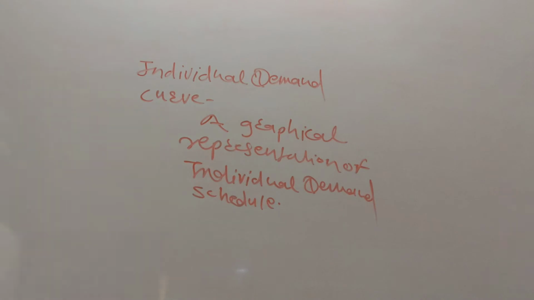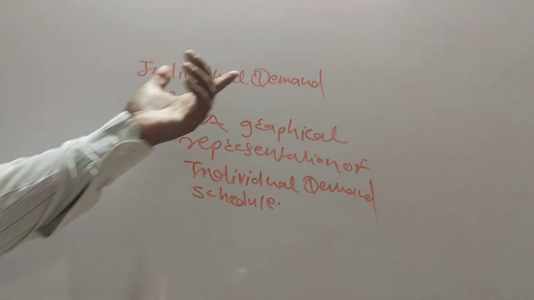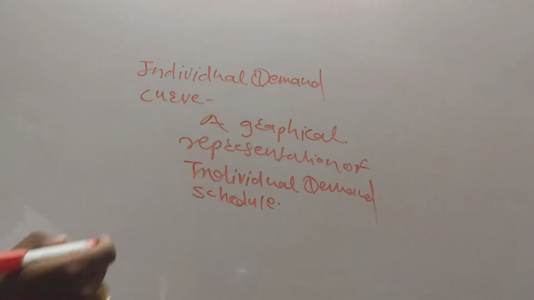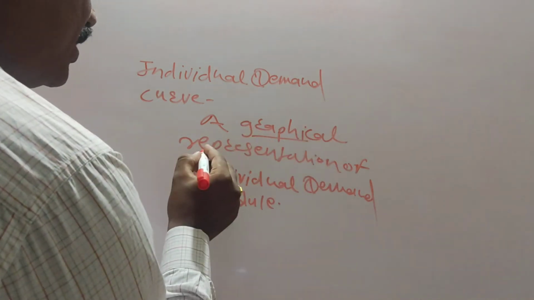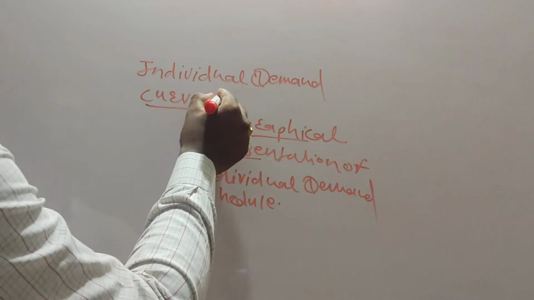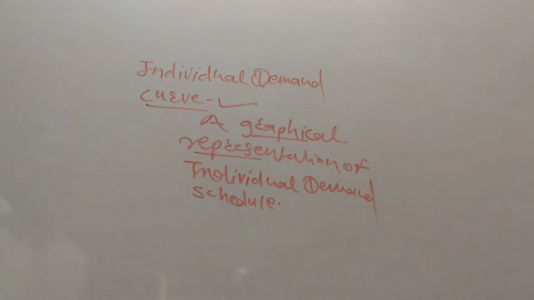The schedule that we just saw, converting that schedule into a graph, that is the individual demand curve. A graphical presentation, or presentation in the form of a graph, of the individual demand schedule is known as the individual demand curve.